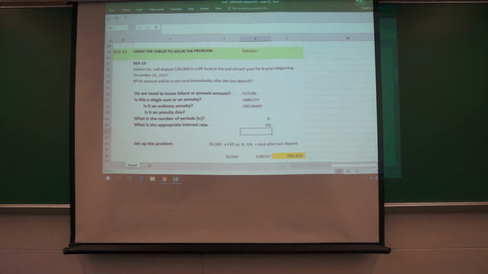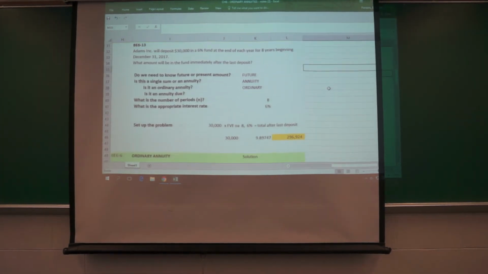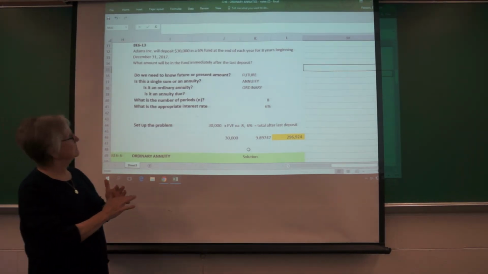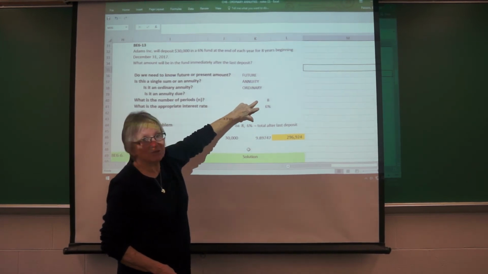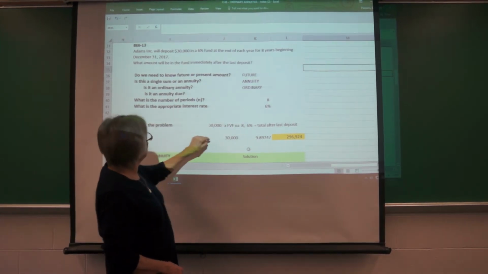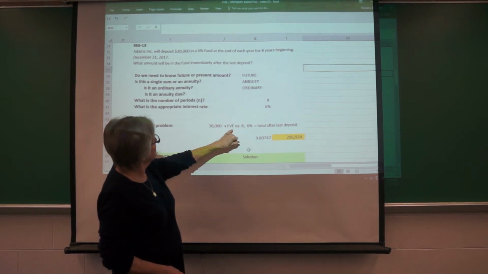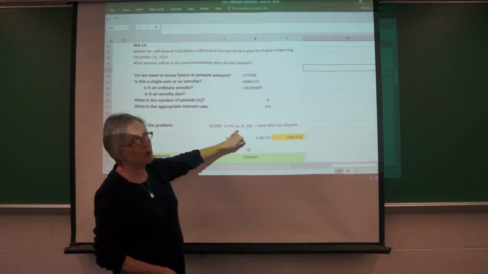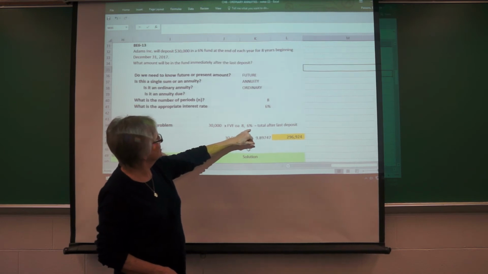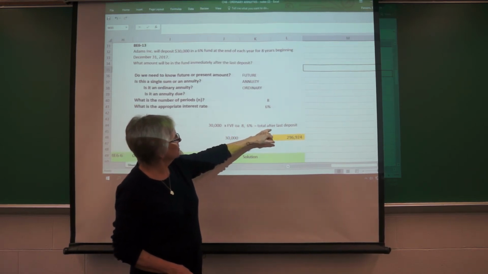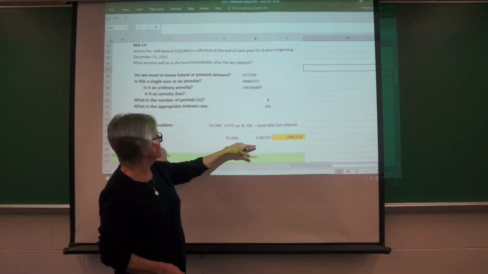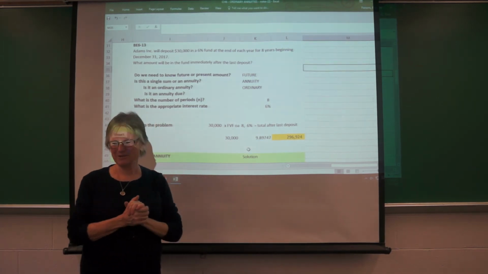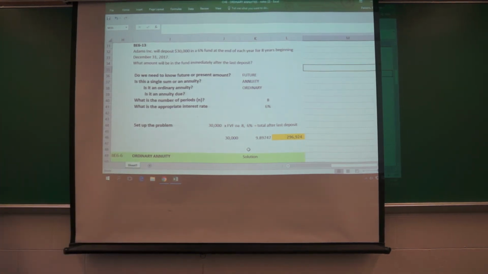And so you treat these as you would the single sum problems, except this gets you to the future value of an annuity table, and this gets you to the correct factor. So here you set up the problem. You've got the 30,000 times the future value factor of an ordinary annuity, 8 periods, 6%, is going to give you the total after the last deposit. So you go find your factor, do the multiplication, and that's how much you'll end up with.